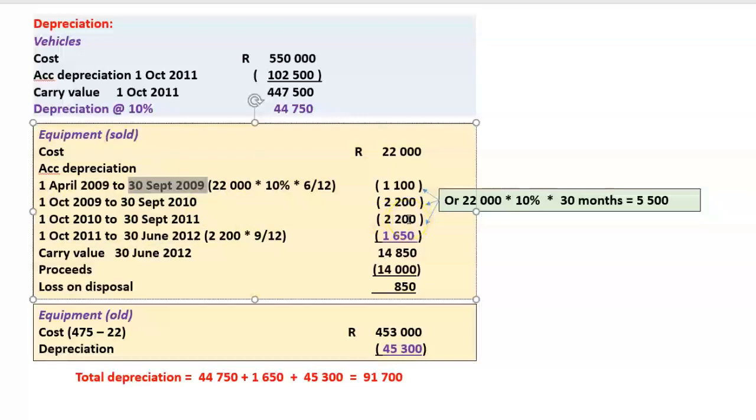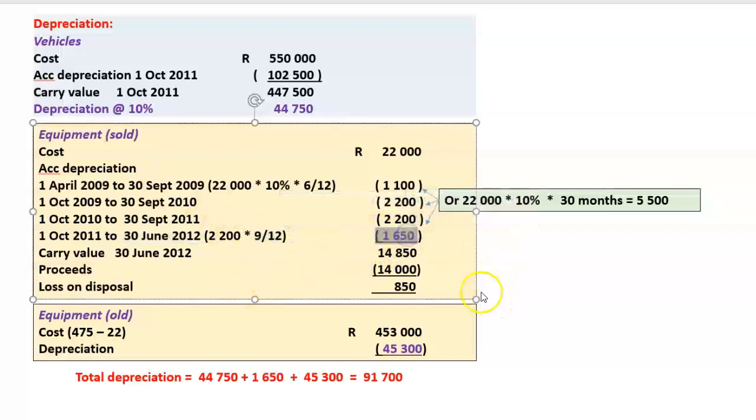Guys, because it's a straight line method, I could have taken the shortcut and said since the acquisition date up to the beginning of the current financial period, a total number of 30 months have expired. So therefore, if I take the cost price, 22,000 times 10%, multiplied by 30 divided by 12, it would have given me accumulated depreciation as at the beginning of the year of 5,500 Rand. Good. Now for the current financial period. I've sold this item on 30 June 2012. So that means I've used that for a period of 9 months in the current financial period.